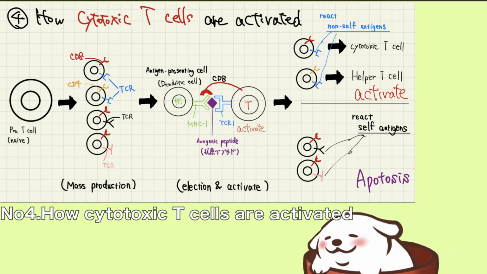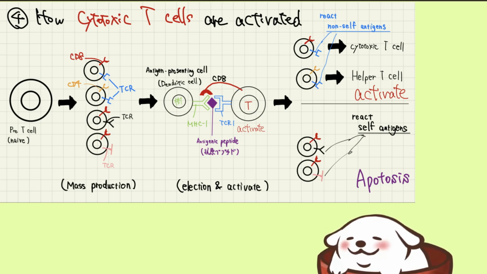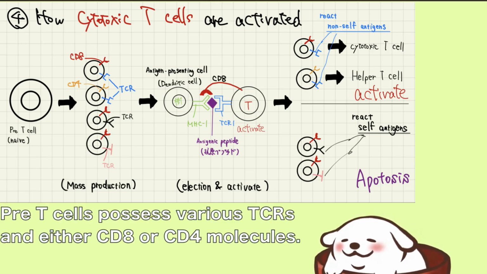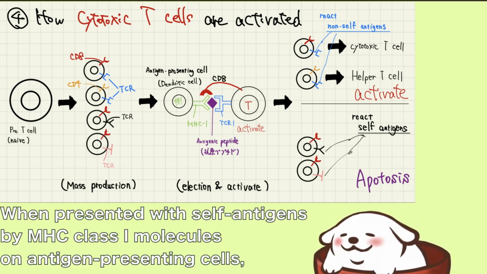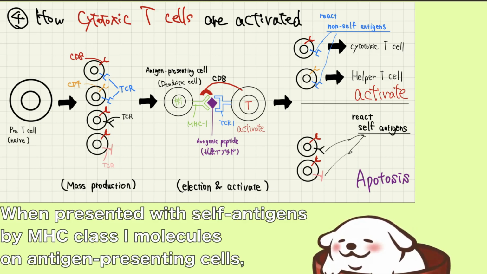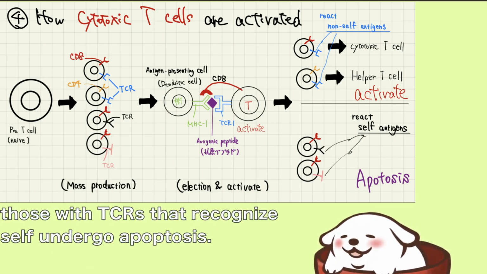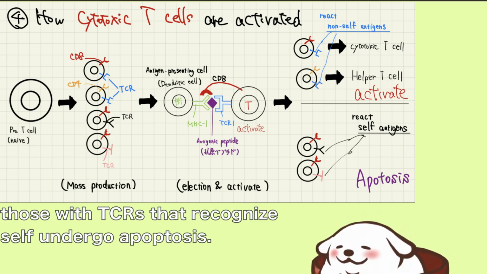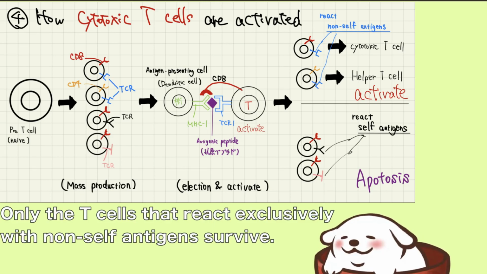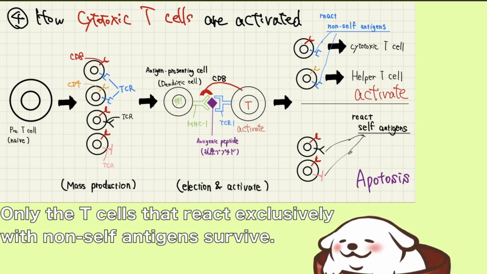Number 4. How cytotoxic T cells are activated. Pre-T cells possess various TCRs and either CD8 or CD4 molecules. When presented with self-antigens by MHC class I molecules on antigen-presenting cells, those with TCRs that recognize self undergo apoptosis. Only the T cells that react exclusively with non-self antigens survive.